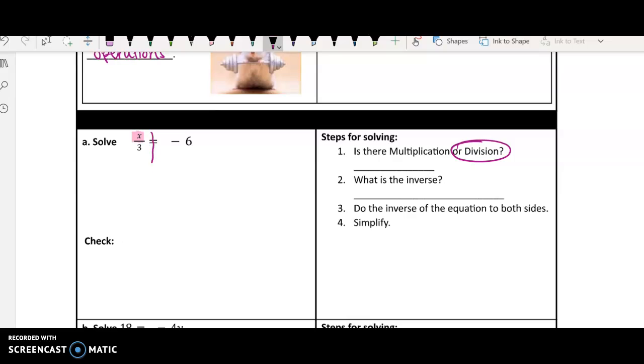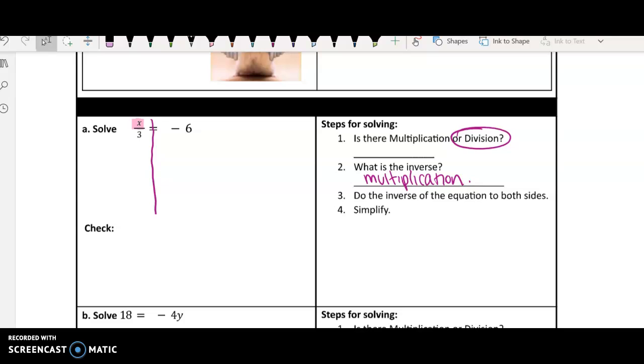So we're going to draw our line down the equal sign, and whatever we do to the left side, we're also going to do to the right side. So the inverse of division, the opposite, would be multiplication. So let's multiply. Whenever I am multiplying, I always do it off to the side. That's a 3. So I'm multiplying on both sides.